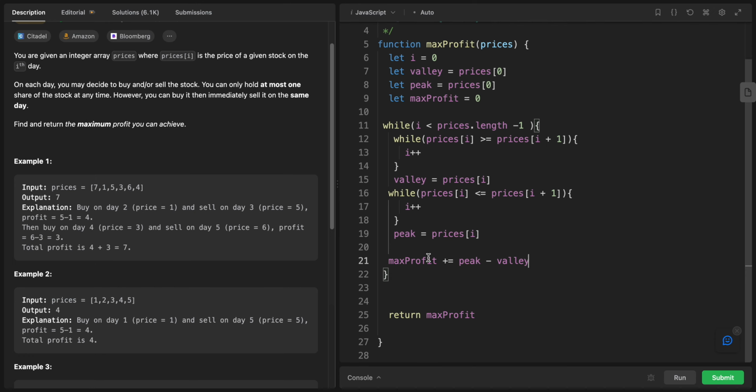Okay, so this is it. It's just like that, but let's talk about it in detail. So basically, we have i, which will keep us looping; the value, which is the day we should buy the stock; the peak, the day to sell the stock; and the max profit, which is just the difference between the old value and all peaks.